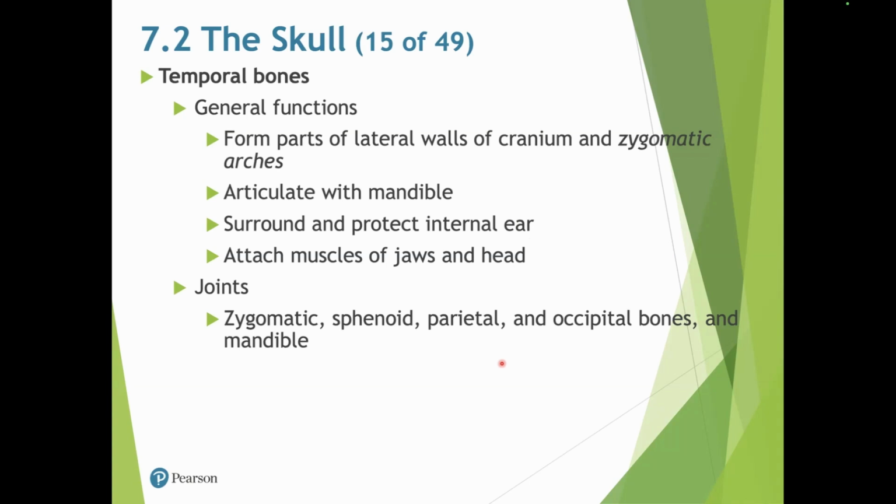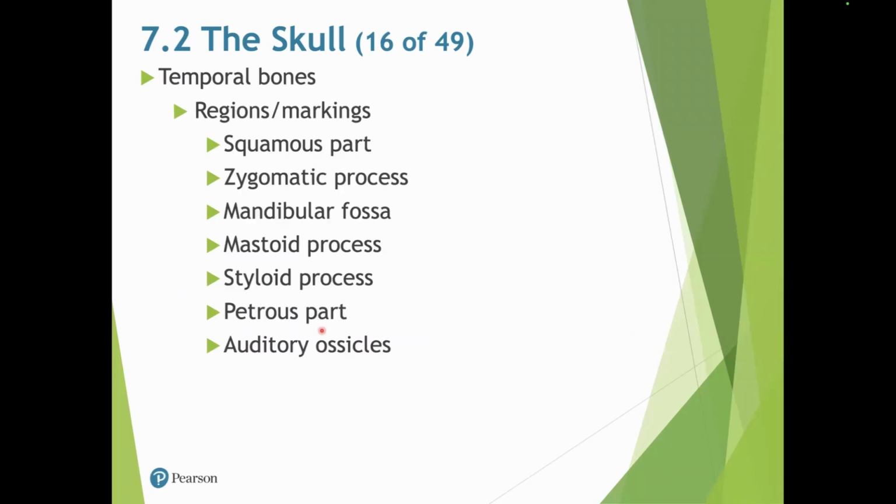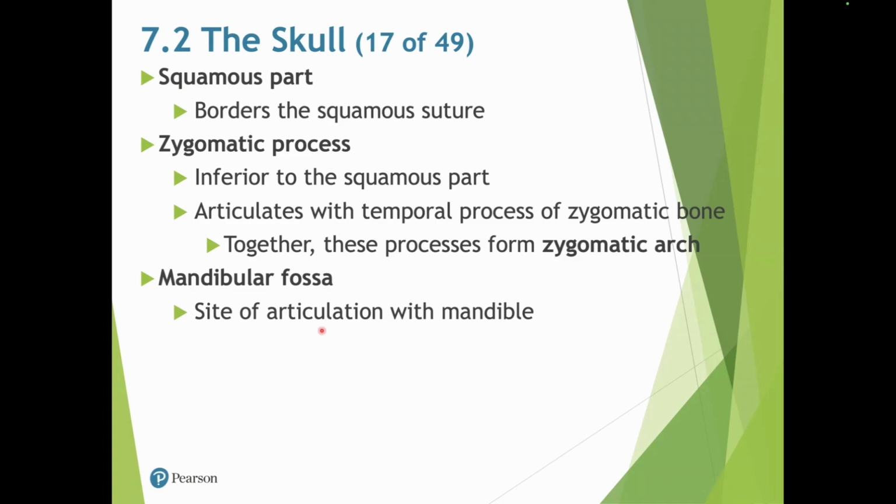The joints that it forms through articulating with other bones are zygomatic, sphenoid, parietal, occipital bones, and mandible bones. So these are the markings. I'm going to go ahead and scoot that through because we're going to talk about each of them. The squamous part is going to border on the squamous suture. Sometimes we see this called the squamous portion.